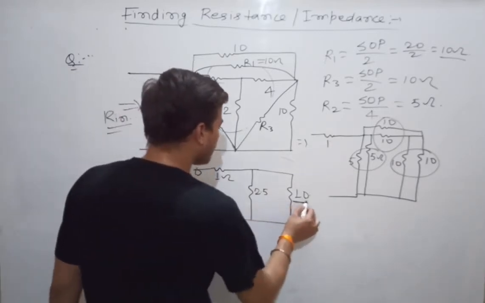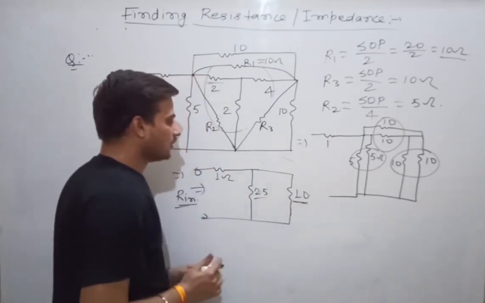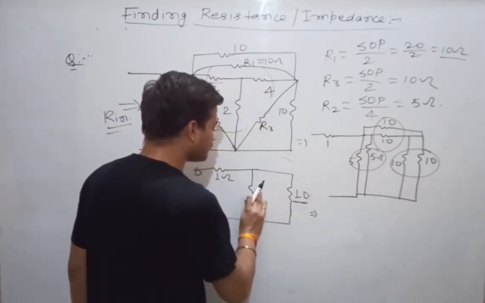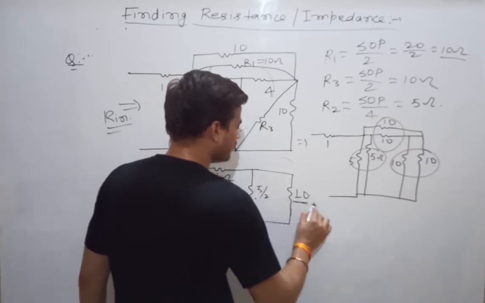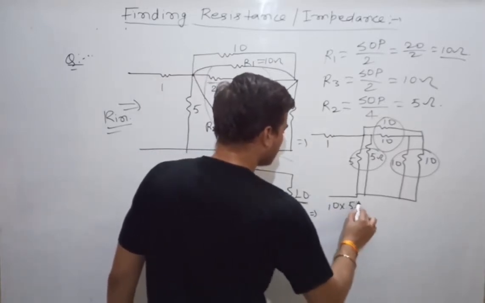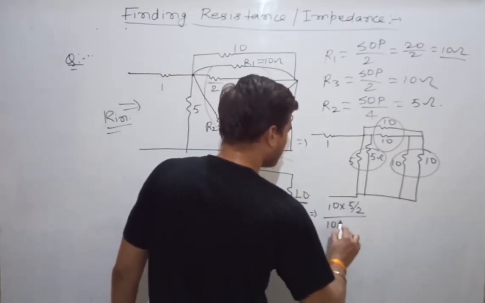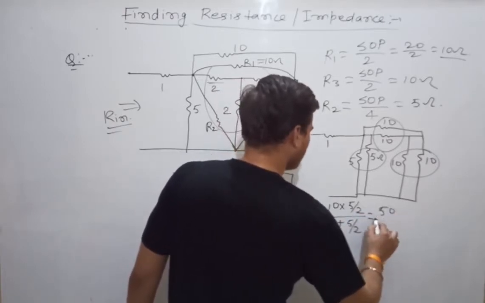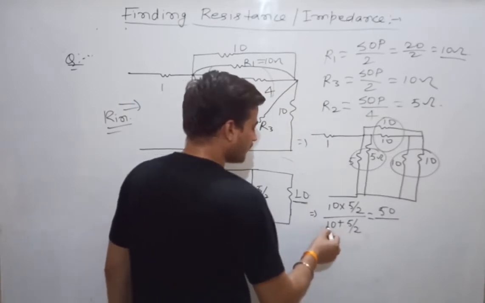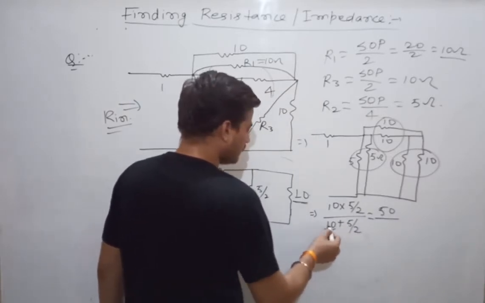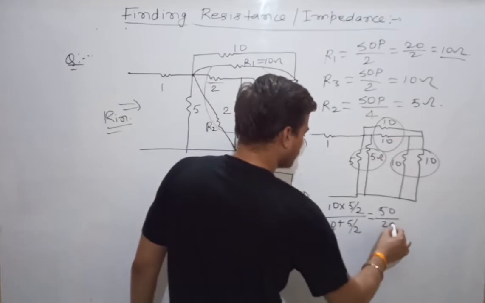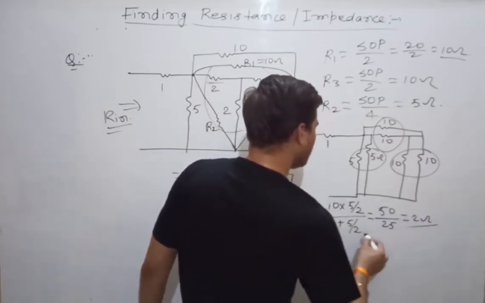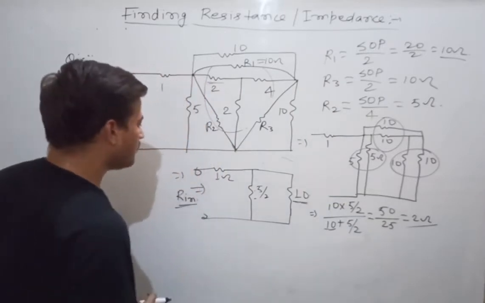Now this 10 and 2.5 are in parallel. That means you can write it as 5 by 2. Here it will be 10 into 5 by 2 divided by 10 plus 5 by 2. So at the numerator it will be 50, at the denominator it will be 25. So it will be 2 ohm.